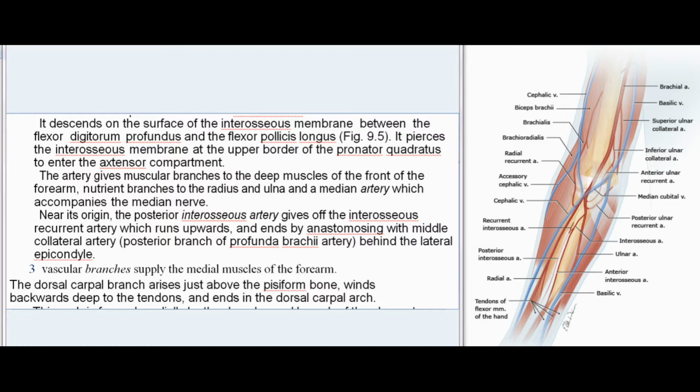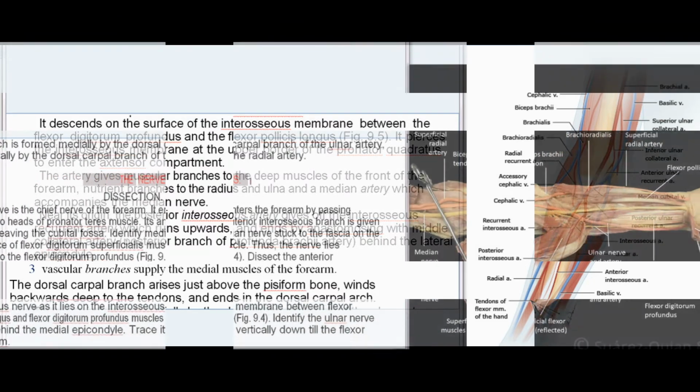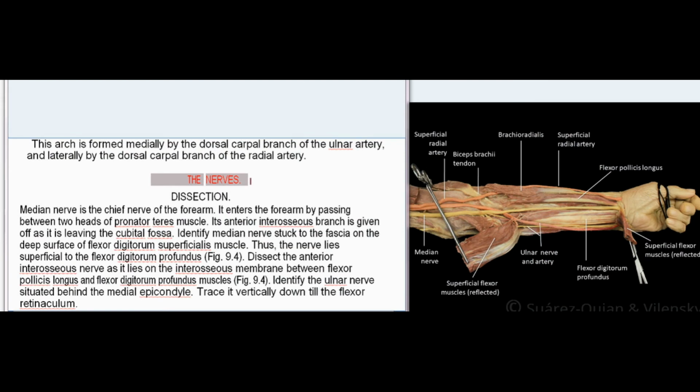The dorsal carpal branch arises just above the pisiform bone, winds backwards deep to the tendons, and ends in the dorsal carpal arch. This arch is formed medially by the dorsal carpal branch of the ulnar artery, and laterally by the dorsal carpal branch of the radial artery.